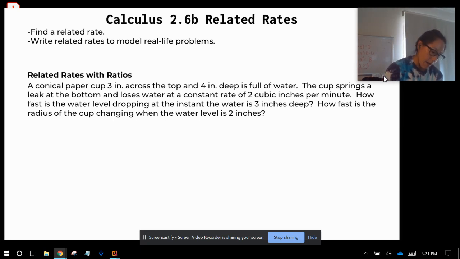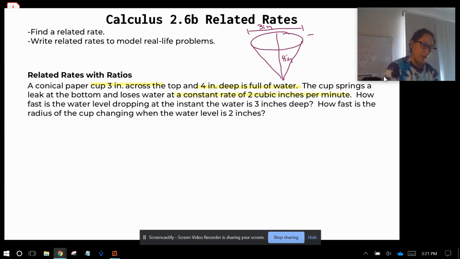I first see that I have the dimensions of the cup, so 3 inches and 4 inches in depth. So it looks something like this: the radius at the top is 3 inches, and the depth is 4 inches. And the cup springs a leak, it loses water at a constant rate of 2 cubic inches per minute. Since we're losing water, it's going to be a negative. It's minusing the water from the cup. And what is that a change of when we take out 2 inches cubed per minute? That is the rate of the volume over time.